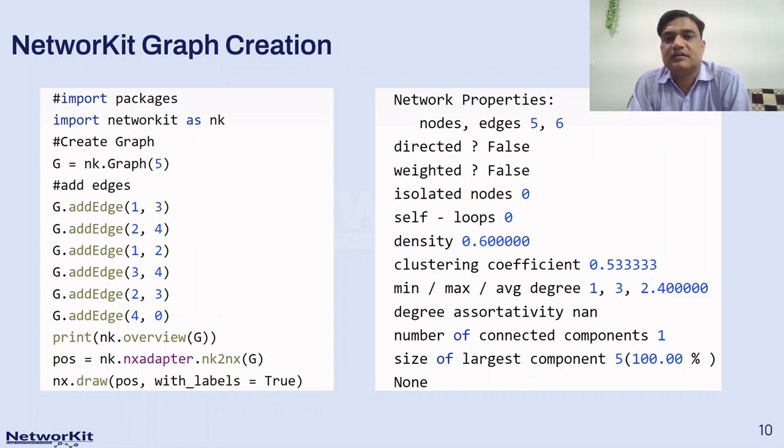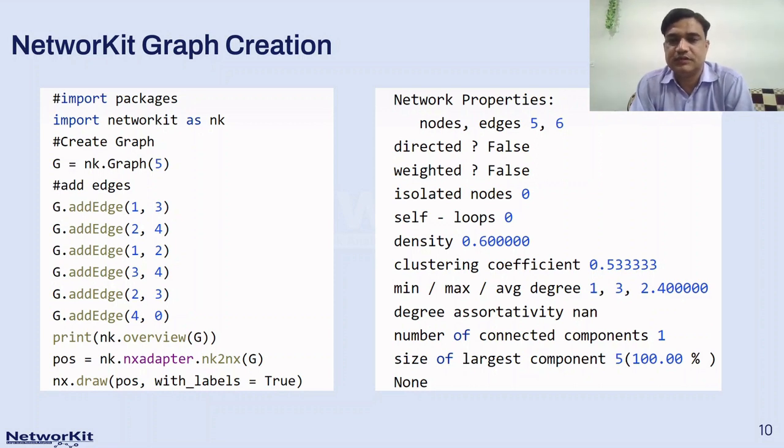It shows the nodes and edges, that is 5 and 6, and whether the graph is directed or not directed. It is the boolean value. Here we have created an undirected graph and unweighted graph. That's why it is giving false. If there are any isolated nodes, then it gives the number of isolated nodes.